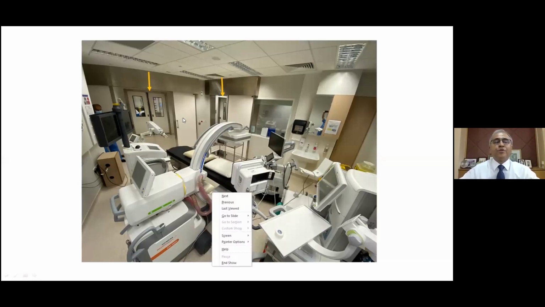You can see now the 2 doors. This is the one for the patient entry and exit, and this is usually for the staff entry and exit.